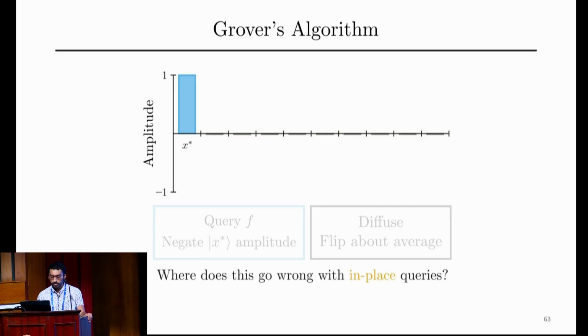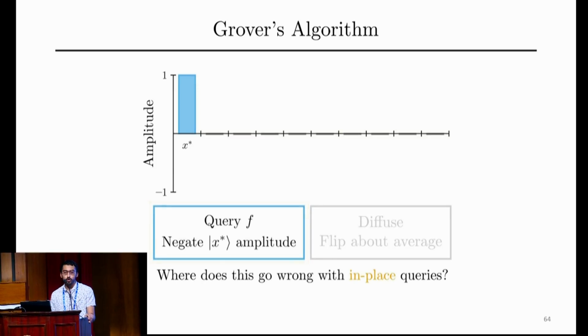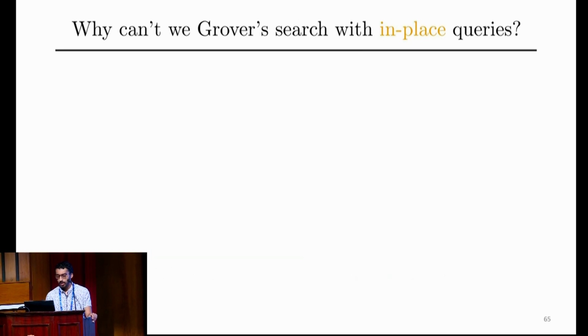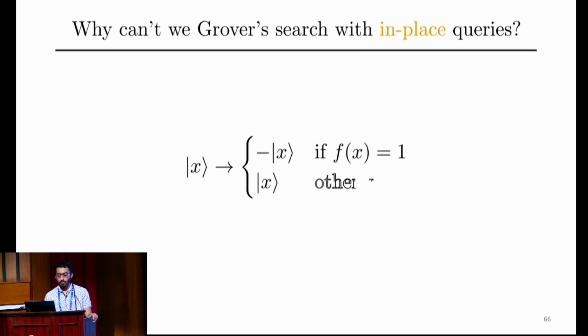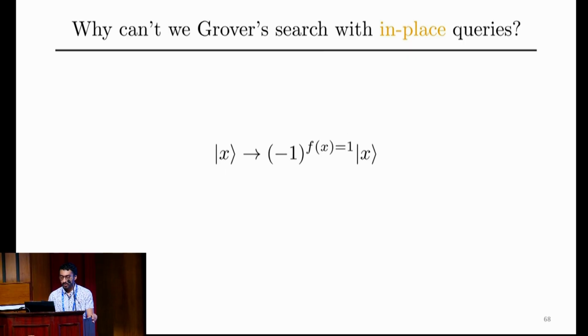So where does this break with in-place queries? Well, it breaks during the query step. What we're trying to do during that query step is apply this negative phase to our marked element, the element where f of x equals 1. And we can write that succinctly as follows.